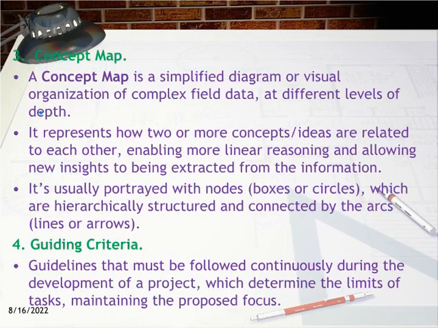3. Concept map. A concept map is a simplified diagram or visual organization of complex field data at different levels of depth. It represents how two or more concepts or ideas are related to each other, enabling more linear reasoning and allowing new insights to be extracted from the information. It's usually portrayed with nodes, boxes or circles, which are hierarchically structured and connected by arcs, lines or arrows.